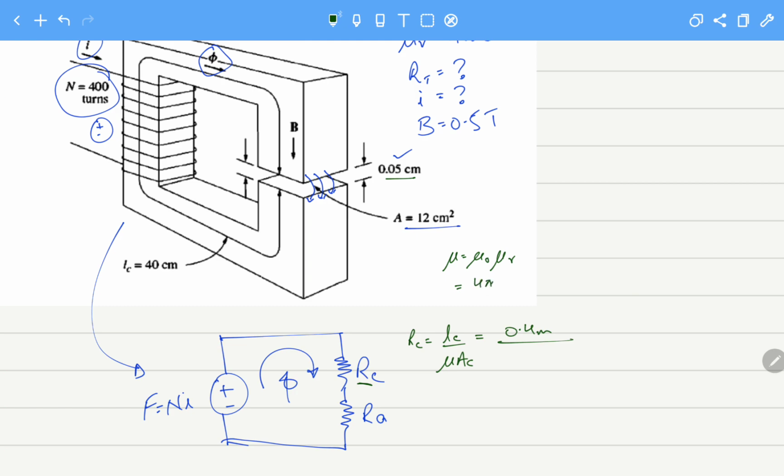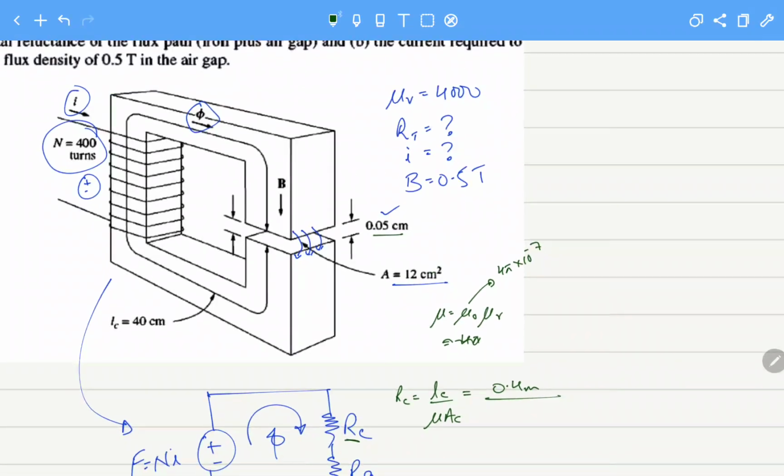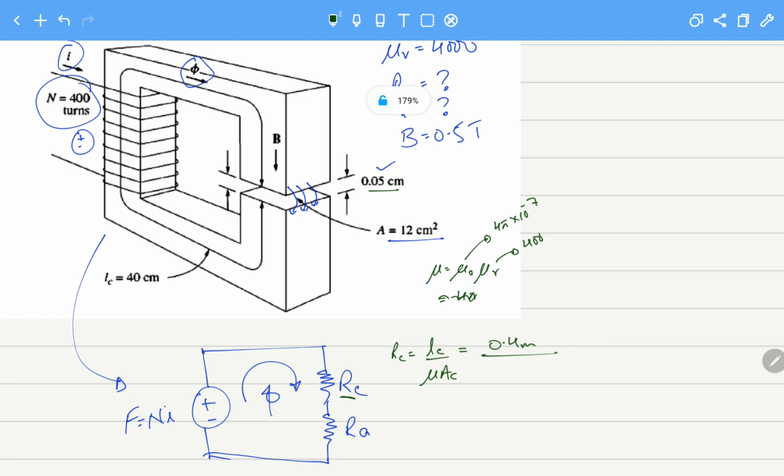Mu is actually mu naught into mu r. Mu naught we know is 4 pi into 10 raised to the minus 7. Mu r they have given to us, that is 4000. So this will become 4 pi into 10 raised to power minus 7, into mu r, which is 4000. And AC, the area of cross section, they have given us as 12 centimeters squared. In meters squared, it will become 12 into 10 raised to power minus 4.